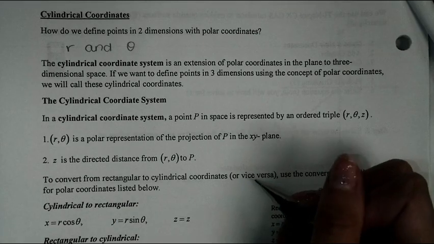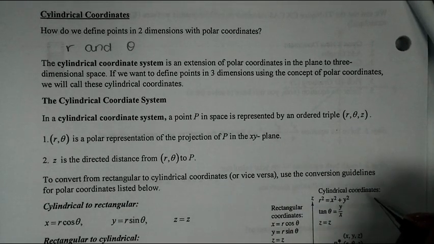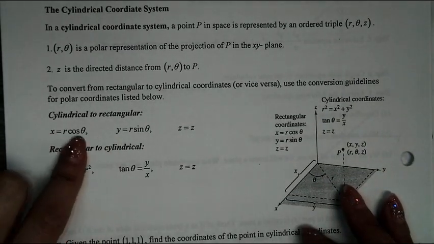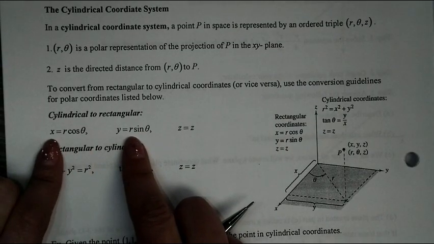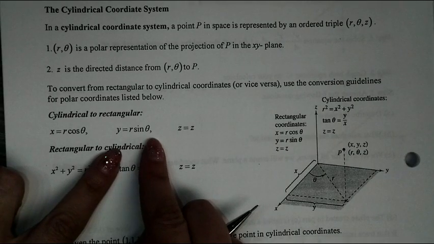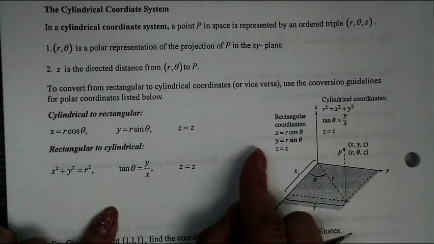To convert from rectangular to cylindrical coordinates, or vice versa, we're going to use the following conversion guidelines. From cylindrical to rectangular, you are going to use your old best friends from polars. x is equal to r cosine theta, and y is equal to r sine theta. And guess what? The z is just going to be z. So that's what you have.